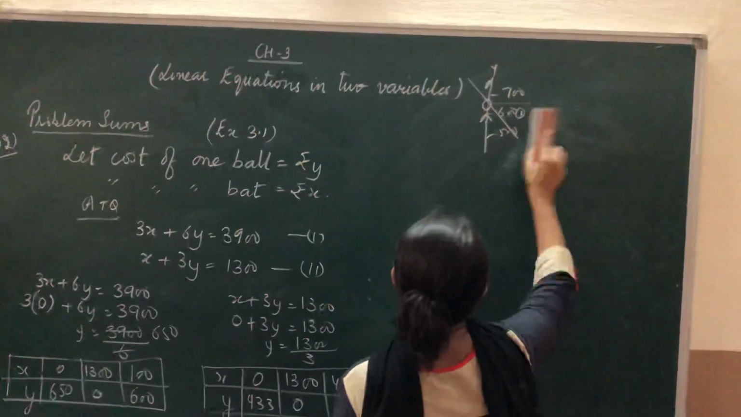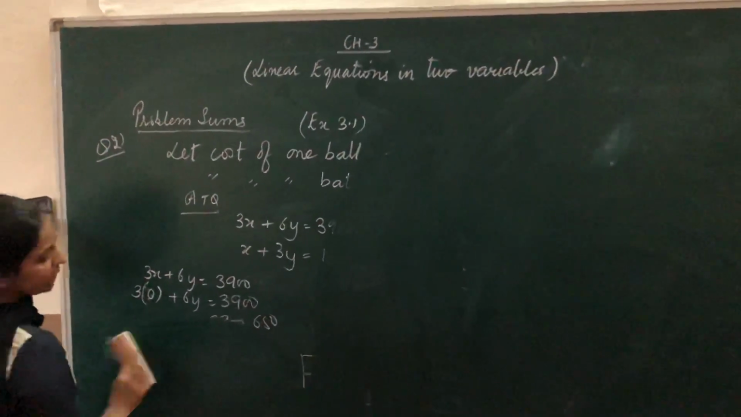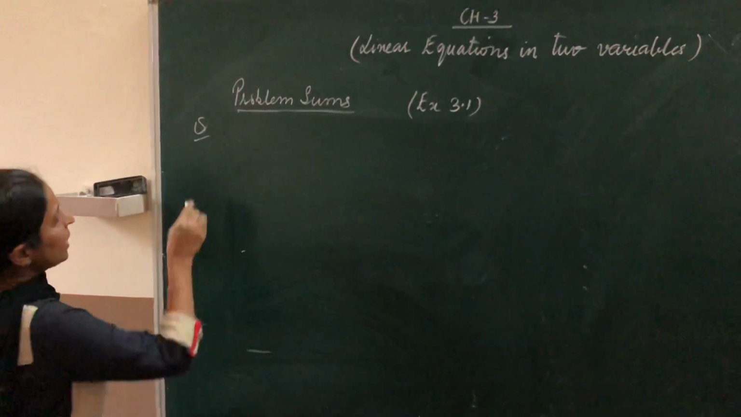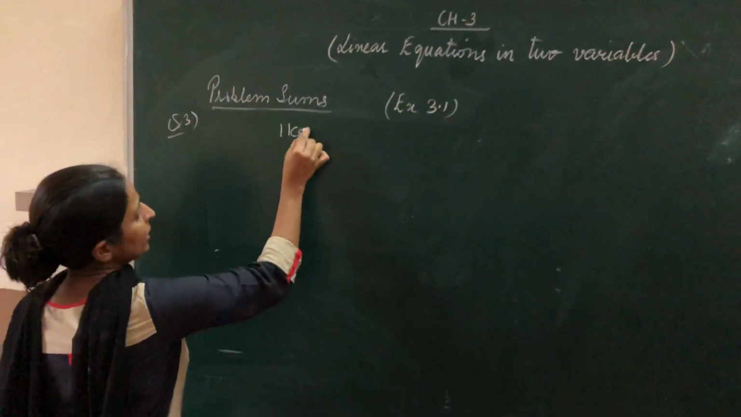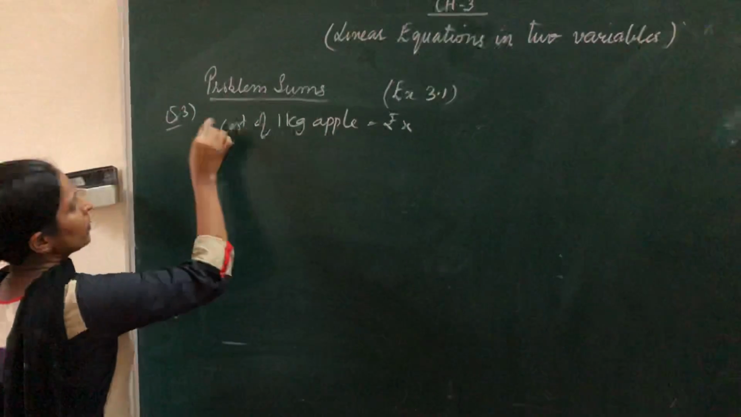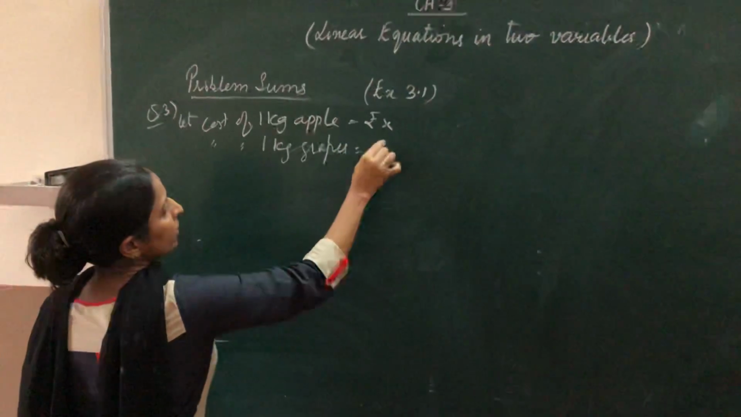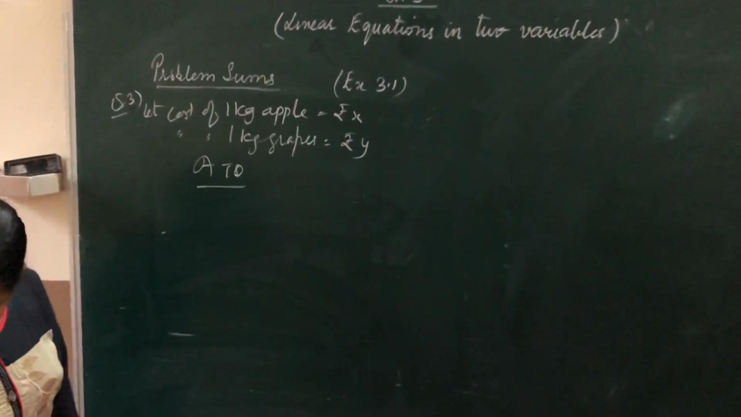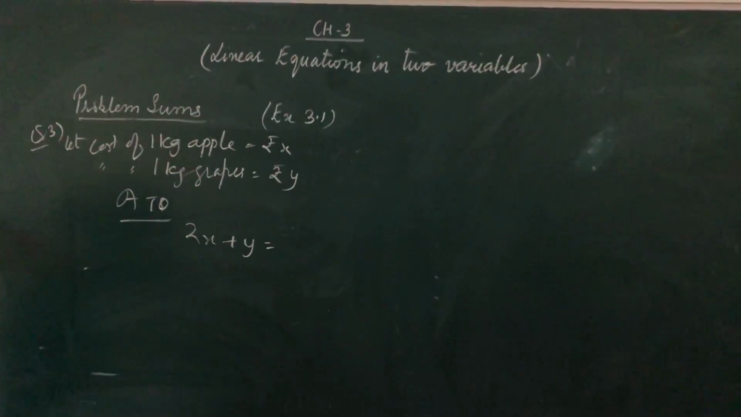Now I am going to explain the third question. The third question is: the cost of 2 kg apples and 1 kg grapes is 160. Again, for 1 kg apple you can assume the cost as rupees x, and the cost of 1 kg grapes as rupees y. According to the question, it is 2 kg apples and 1 kg grapes, 2x plus y. This is how much? 160.